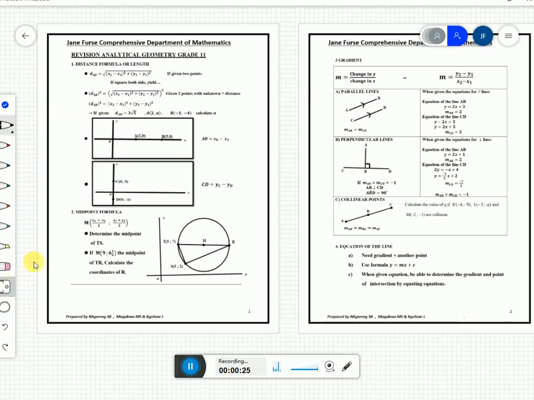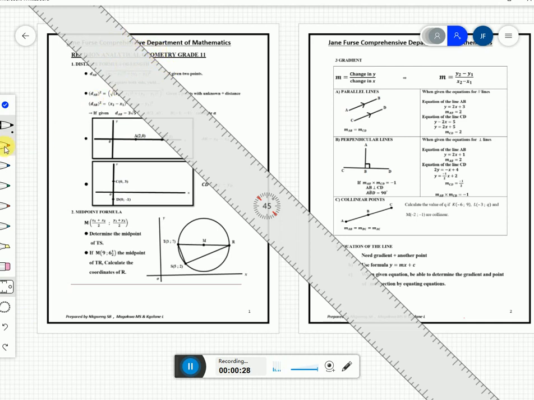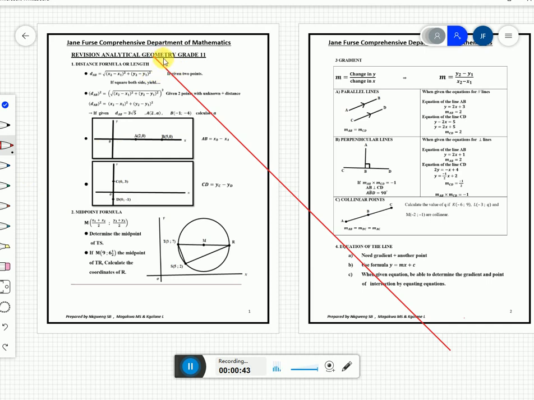Let me draw a line again. It's a line, and on the line, let me have point A, which is X at A and Y at A. Let me have again a point there on the line, point B, which is X at B and Y at B.